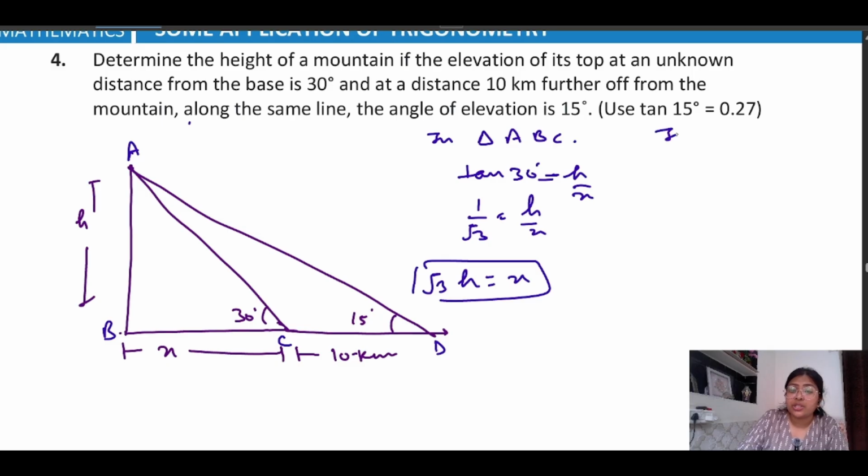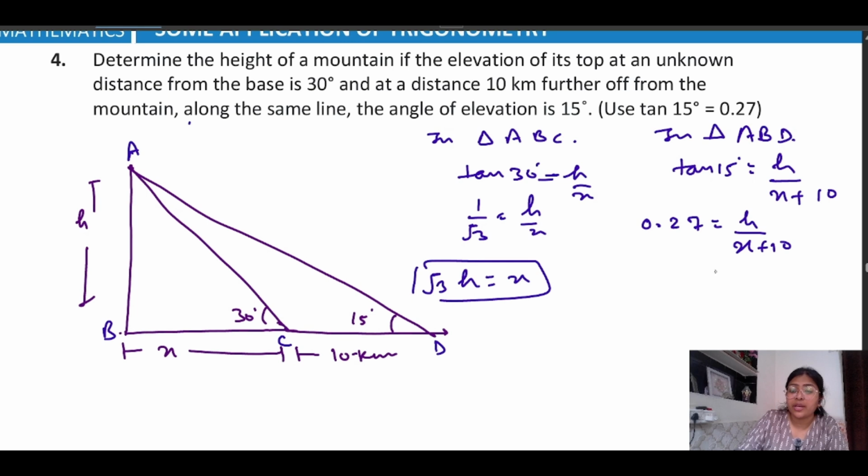The second equation, in triangle ABD: tan 15 equals h over x plus 10. The value of tan 15 is given in the question. 0.27 equals h over x plus 10. Cross multiply this, so 0.27x plus 2.7 is equal to h.